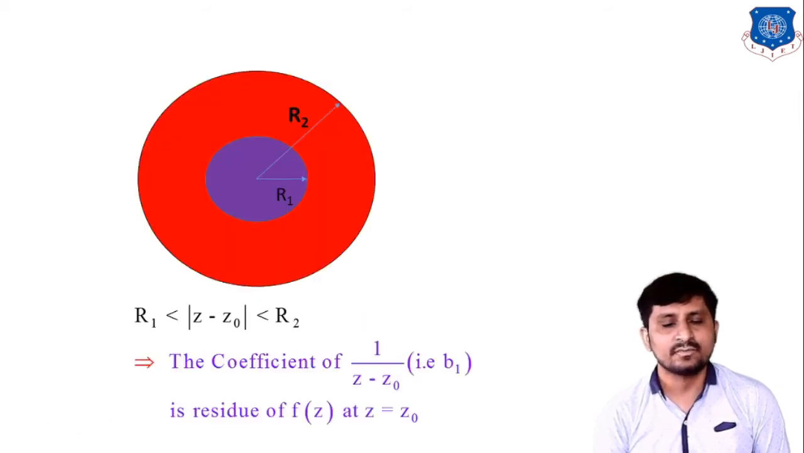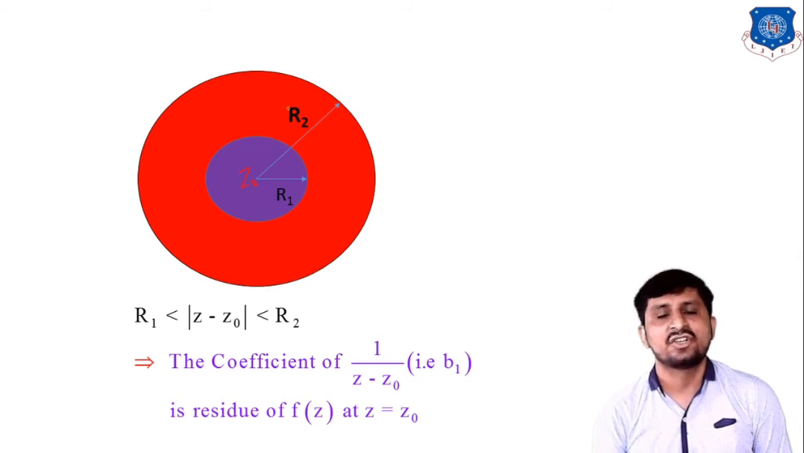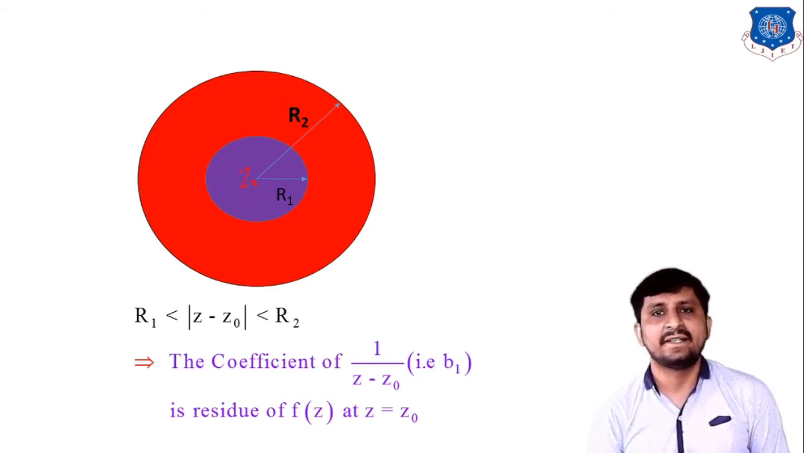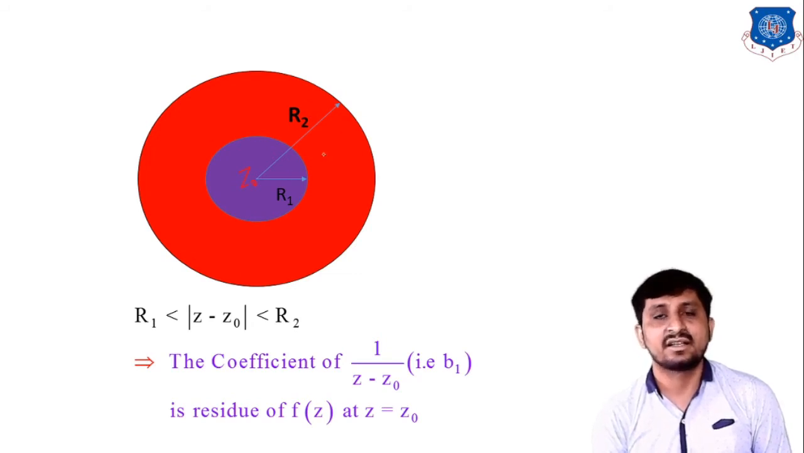Now you can see this circle. This is my center z0. This small circle is called C1. The bigger circle is called C2, with the radii R1 and R2. Now your function f of z is analytic in the annular region, that means in this red part. In the region shown in red color, your function is analytic.